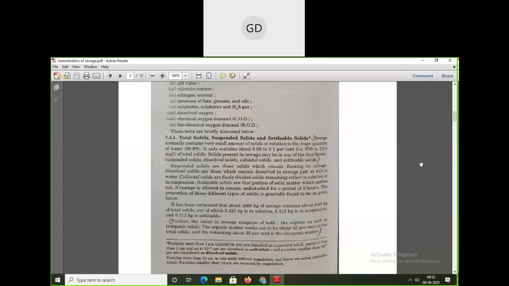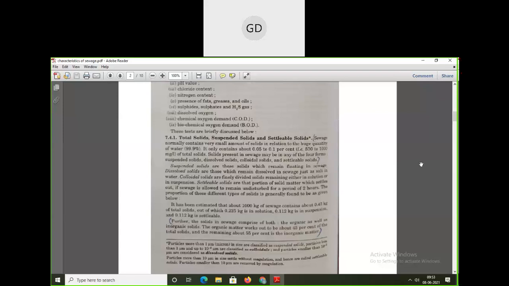So sewage is basically a watery mixture. Only a very small percent, 0.05 to 0.1%, of total solids will be present in sewage, and all the 99.9% is water. The solids present in the sewage can be of four forms: suspended solids, dissolved solids, colloidal solids, and settleable solids.